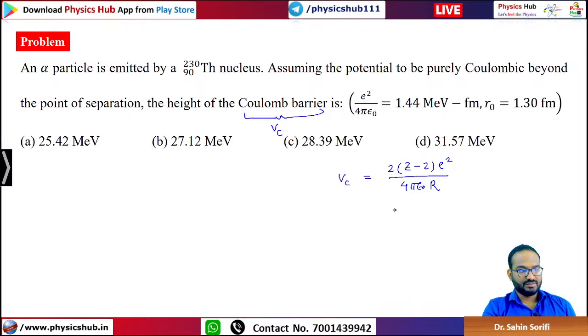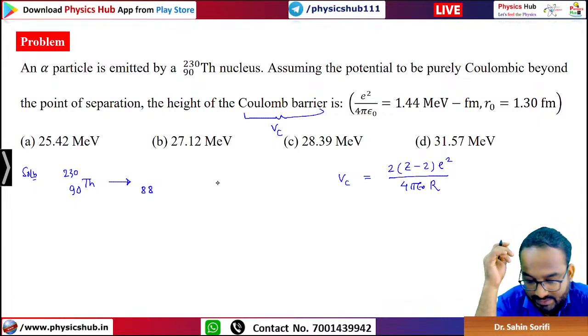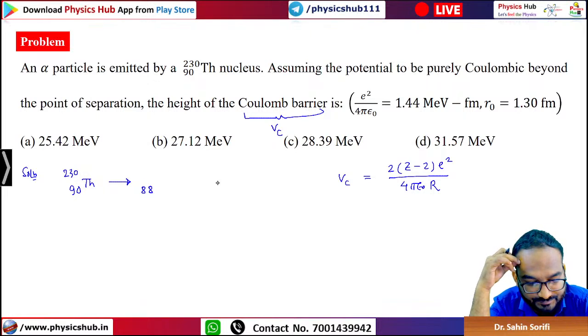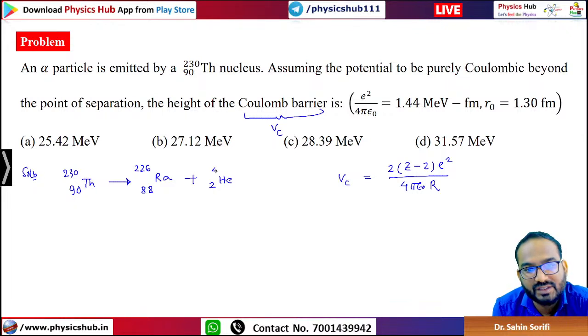Now determining this r is important. Look, thorium 230 with atomic number 90 is the nucleus given to you. Now if it emits an alpha particle, it becomes 88. 88 is radium, I think. 230 minus 4, so 226, plus 2He. Can anyone confirm this? Is it radium or anything else? 88.